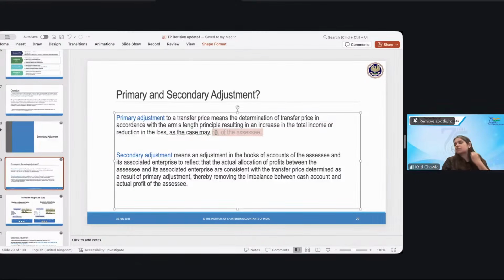Now, after primary adjustment has been undertaken, it's important to remit that amount from the associated enterprise. So this will help remove the imbalance between cash account and actual profit. This is called secondary adjustment. So secondary adjustment is more like an adjustment in the books of accounts of the assessee and the AE, and it will reflect the actual allocation of profits between the assessee and its AE. They are consistent with the transfer price, which is determined as a result of primary adjustment, and this will help remove the imbalance between cash account and actual profit of the assessee.